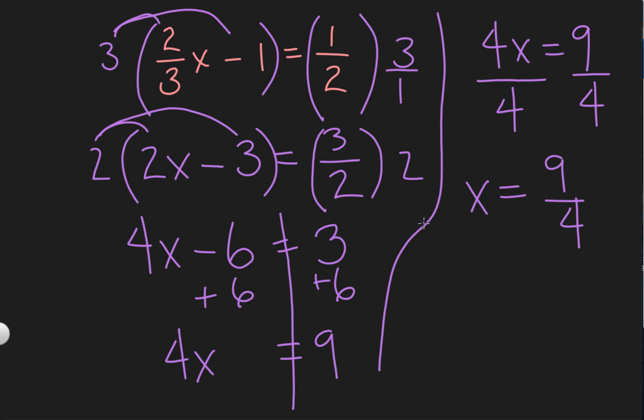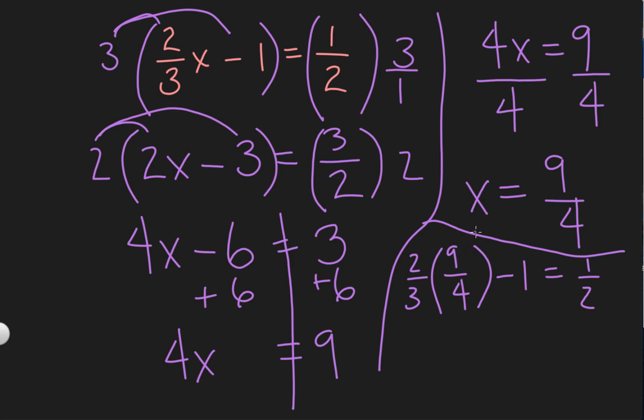I'm not sure I have enough room to check, but we're going to try. So we get 2/3 x minus 1 equals 1/2. So plugging in my 9 over 4. I can see these are both divisible by 3. So this turns into a 1. This turns into a 3. I multiply across. 2 times 3 gives me 6. 1 times 4 gives me 4. Minus 1 equals 1/2.